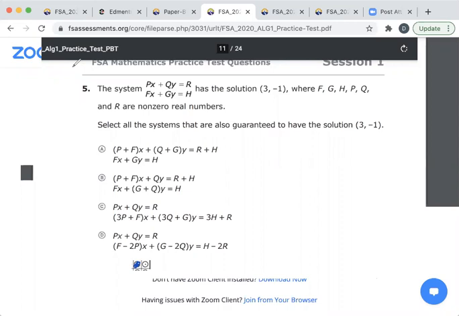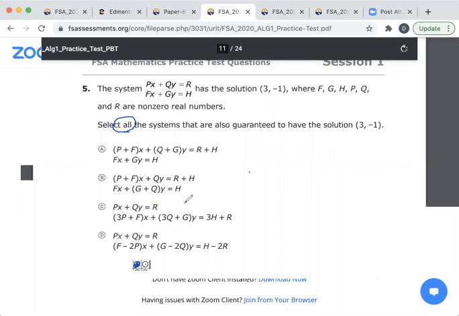So what we're looking for here is more than one answer because it says select all. So that means there's going to be more than one answer. And what I need to do is make sure that we're not changing anything from the original system up top to these systems down below. So it has to be like a consistent change.